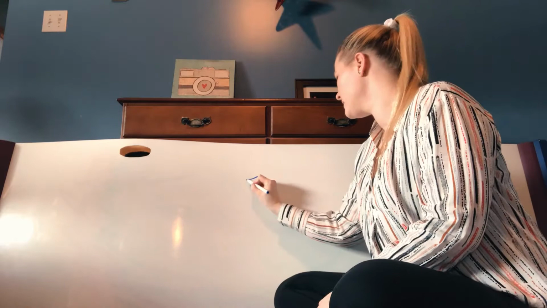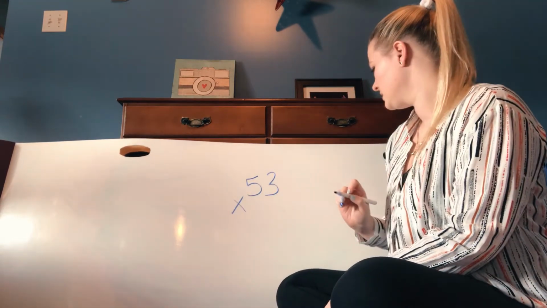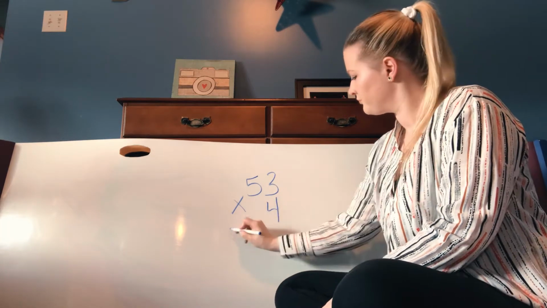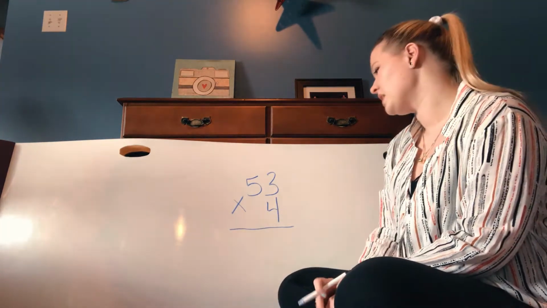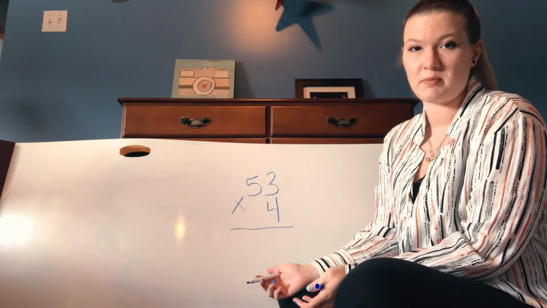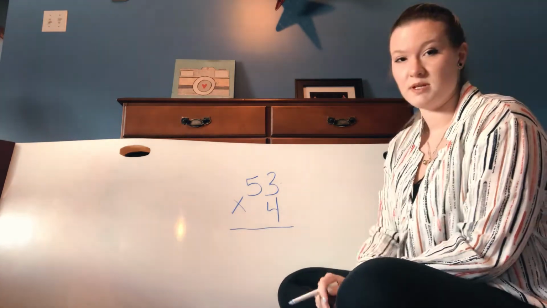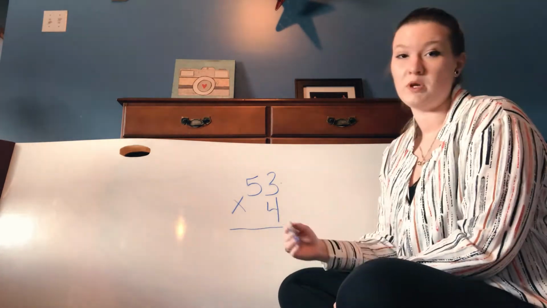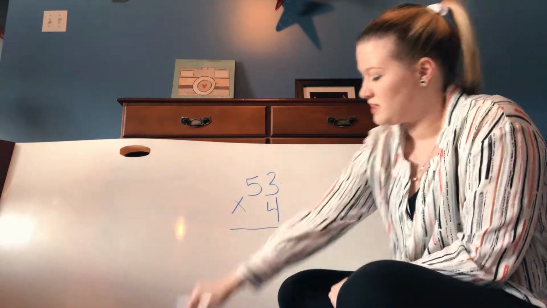Okay, let's try a bigger one. Let's try 53 times 4. Okay, if I was going to break this apart, I don't have an easy way to do it. I know 4 times 3, but 4 times 50 might be tricky. So let's try the stack method. 4 times 3 is 12. We know that's too big for the ones column. So we put our 2 down and we carry our 1.